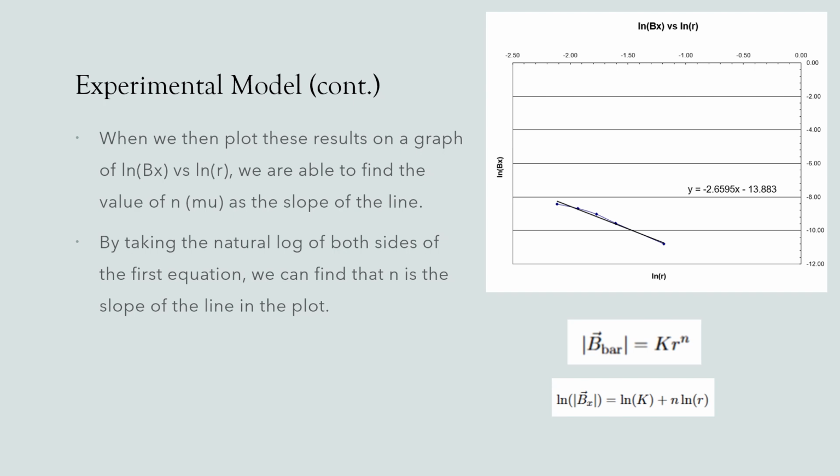When we then plot these results on a graph of natural log of Bx versus natural log of R, we were able to find the value of n as the slope of the line. We can see here the first equation for the magnitude of the magnetic field of a bar magnet. Taking the natural log of both sides gives us this, and we can find that n is the slope of the line in the plot.